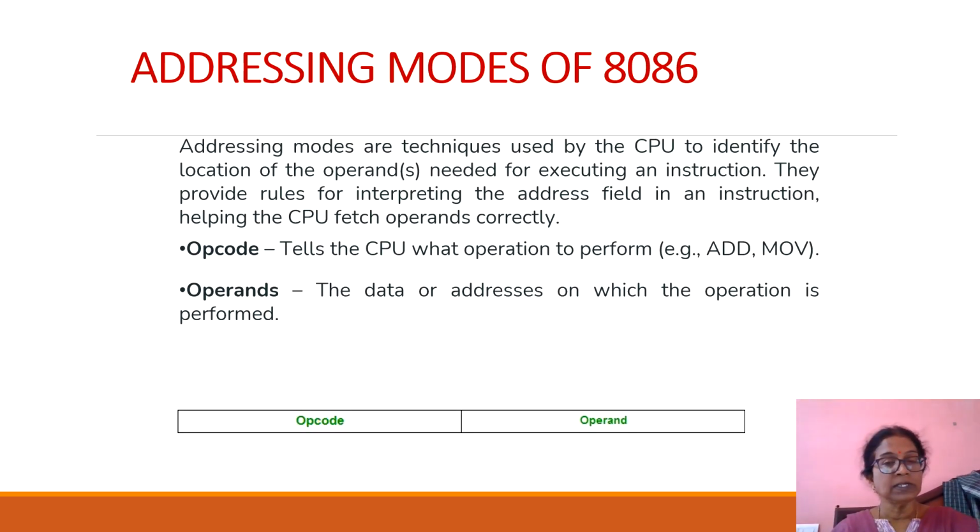Addressing modes are the techniques used by the CPU to identify the location of the operands needed for executing an instruction. They provide rules for interpreting the address field in an instruction, helping the CPU fetch operands correctly. The opcode tells the CPU what operation is to be performed, for example ADD, MOV, MUL, DIV. An operand is nothing but the data or addresses on which the operation is performed.